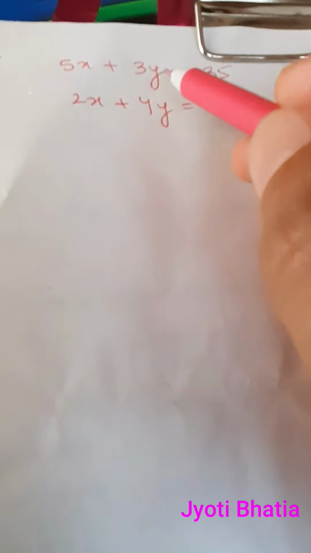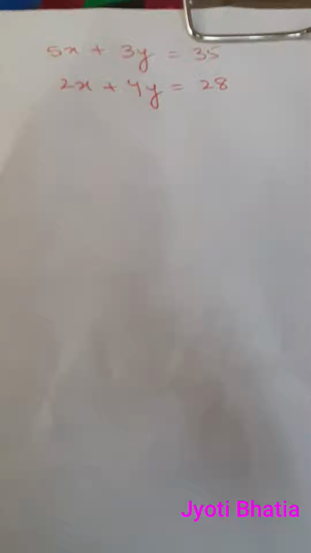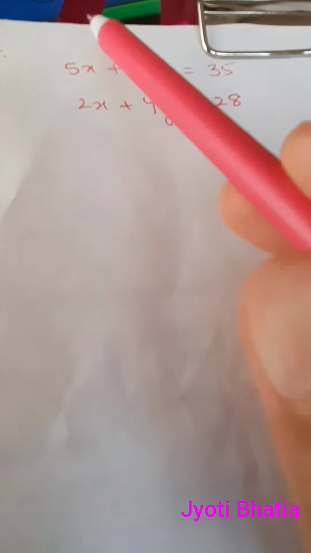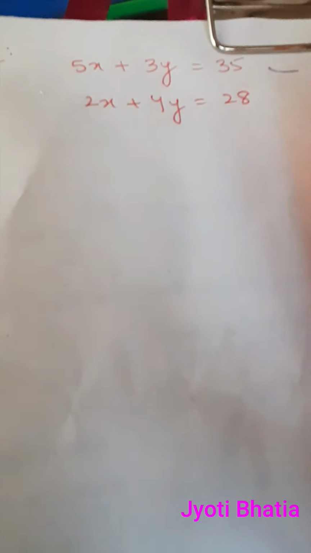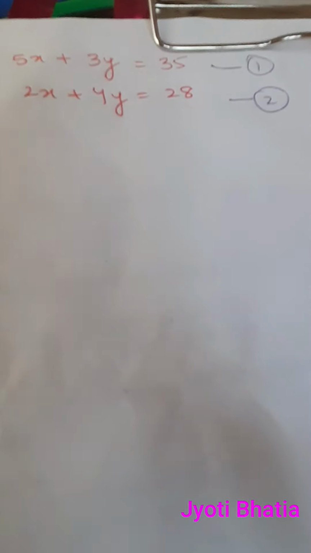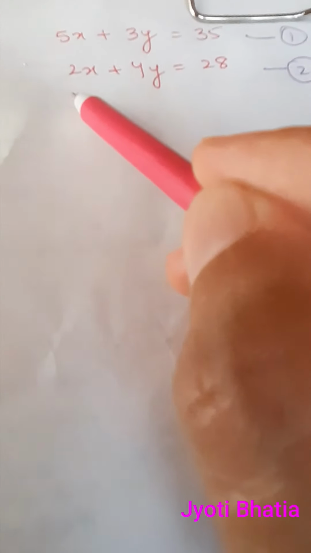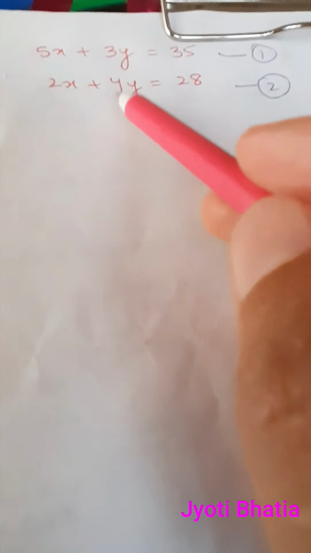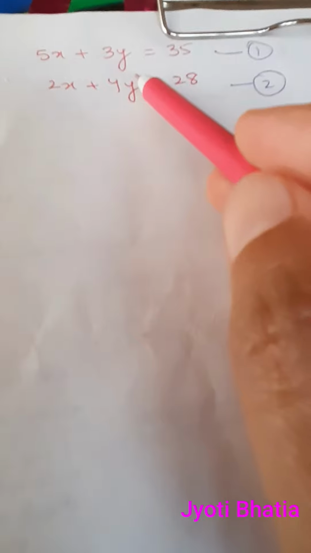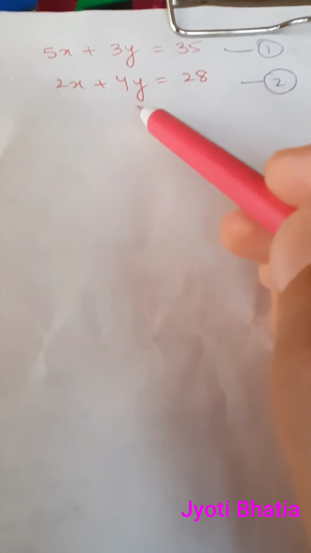Let's take example 5 beta. Now here you have a pair of equations in which either x or y you need to eliminate. If you want to eliminate x, you can see 5 and 2. They both are prime numbers. So you will need to multiply first equation by 2 and second equation by 5, so that 5 into 2 becomes 10 and 2 into 5 becomes 10. If you want to eliminate y, 3 and 4 are co-primes. So multiply 3 by 4 and 4 by 3. So it will be 12y and this also will be 12y.